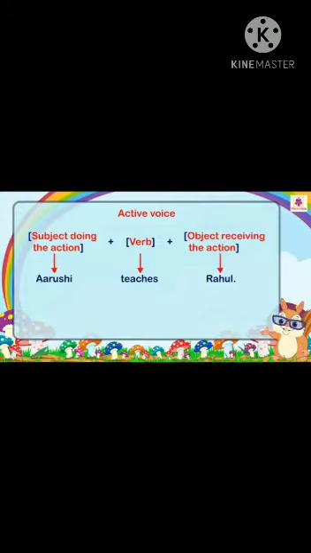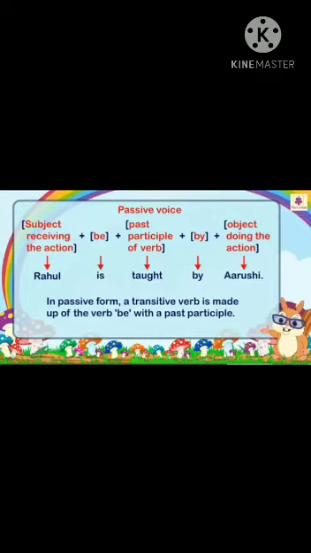Now see, in passive voice, how do we write a sentence? हम कैसे लिखते हैं? पहले subject आता है, फिर be. Be means is, am, are, was, were. Plus past participle form of verb. Means which form? Third form. After that, by plus object. How do we write a sentence? हम कैसे लिखते हैं? Subject, is, am, are, was, were. Third form of verb plus object.